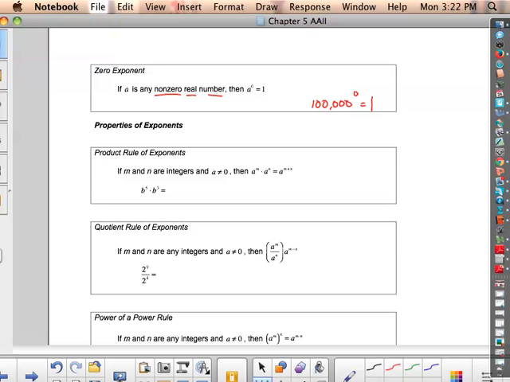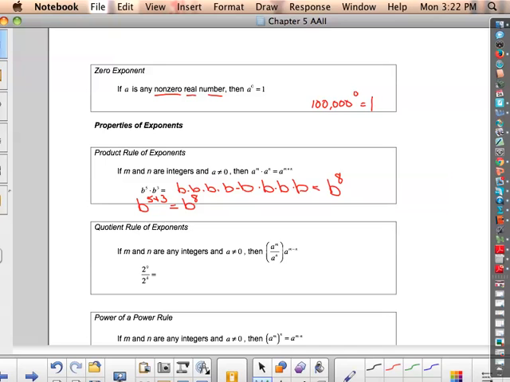The product rule for exponents says if m and n are integers, and a is not equal to 0, then a to the m times a to the n is equal to a to the m plus n. If we look at this example, I have b to the 5th, so that's b times b times b times b times b. Then that's multiplied by b to the 3rd, which is 3 b's, which gives me b to the 8. So I can look at this as b to the 5 plus 3 equals b to the 8. So if bases are alike, I add those exponents.